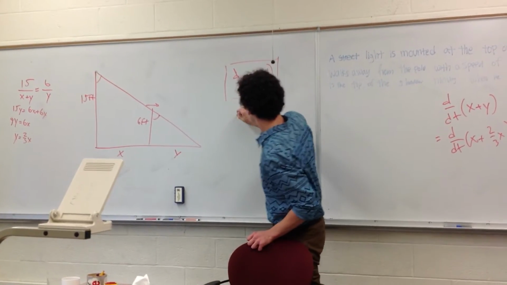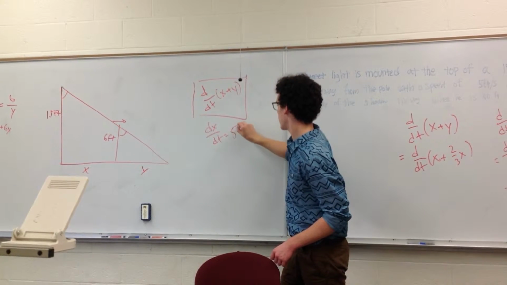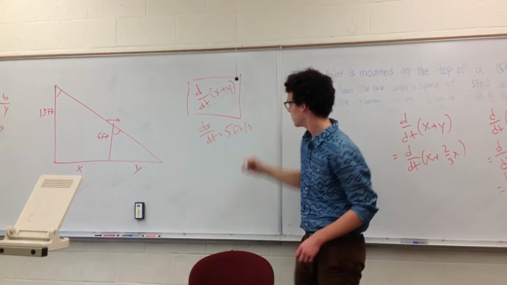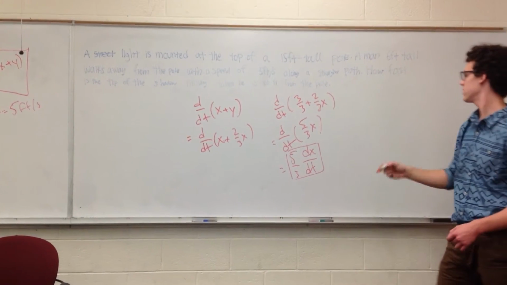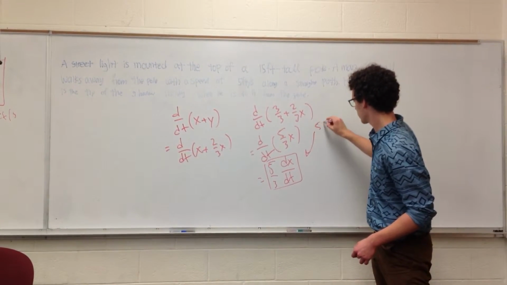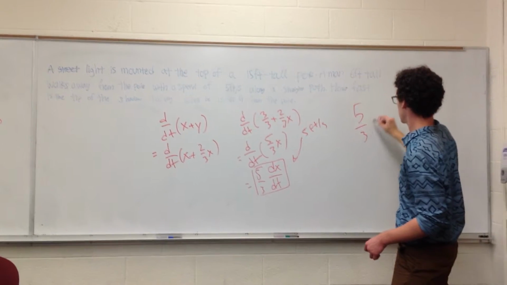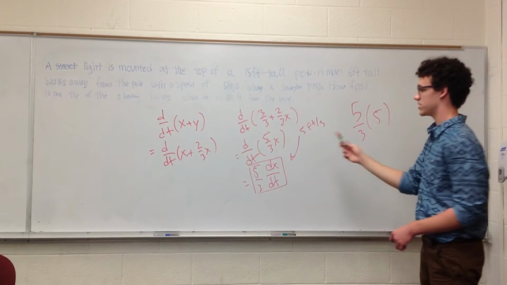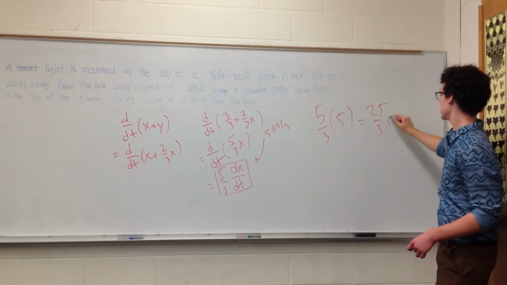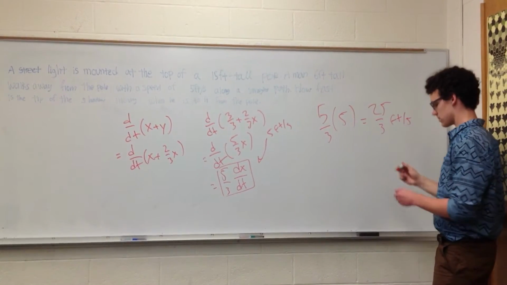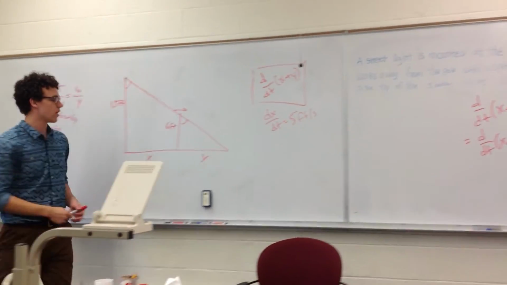So we know that dx/dt equals 5 feet per second. So now that we have that, we can make a connection: there it is, dx/dt, plug in 5 feet per second. So 5/3 times 5 feet per second, which is dx/dt, equals 25/3 feet per second.